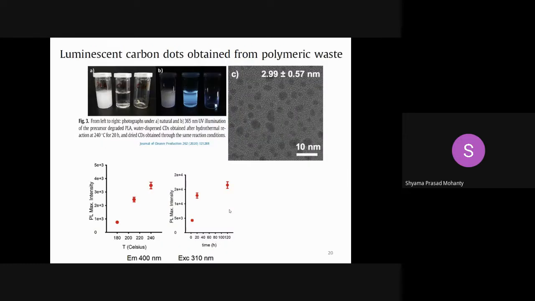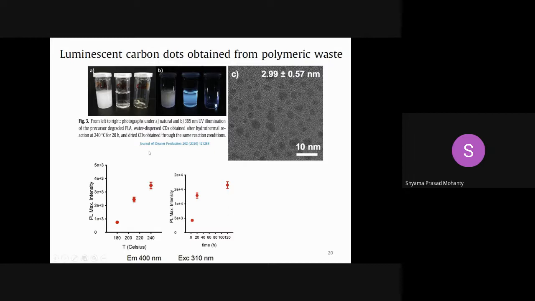Okay. So moving further, carbon dots of about 3 nanometer size have been prepared using polylactic acid waste. The polylactic acid has been soaked in water at 95 degrees Celsius to degrade it, for chain scission to occur. Then polylactic acid oligomers were formed, which were then heated at 180 to 240 degrees Celsius to form these carbon nanostructures.